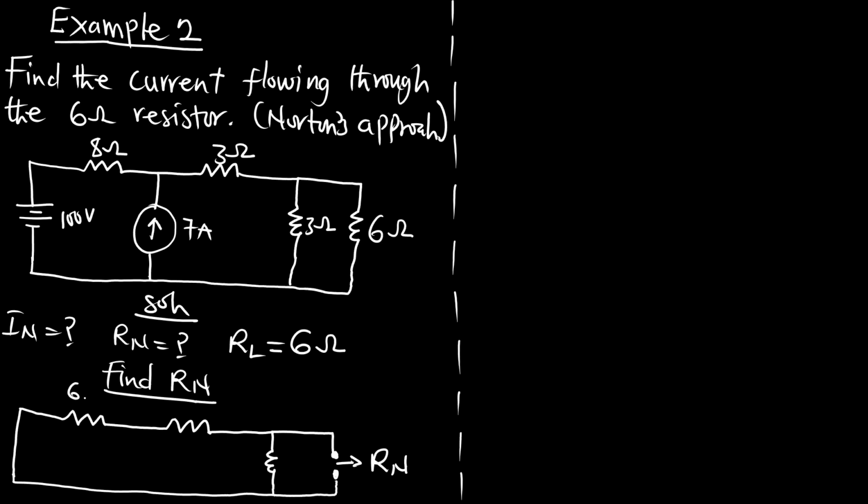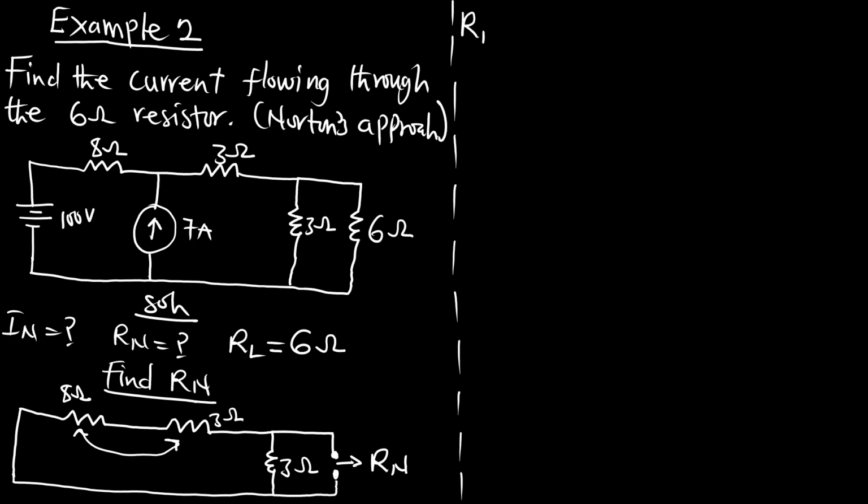This is our 8 ohms resistor, 8 ohms, and we have the 3 ohms. This is also 3 ohms. So to find the RN, we can see that the resistors 8 and 3 are in series, and that combination is going to be parallel to the 3 ohm resistor.